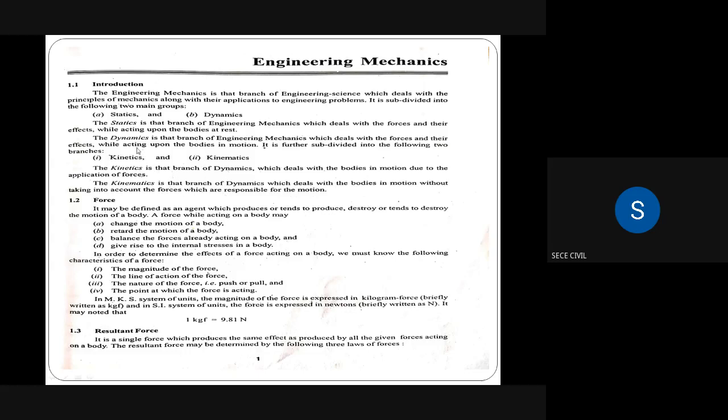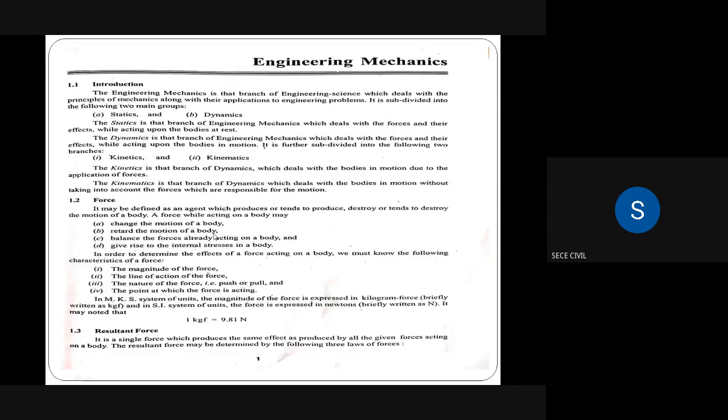After that, force. So what is force? Force may be defined as an external agent which produces or tends to produce, destroys or tends to destroy the motion of a body. The force is an external agent which makes an object move, or makes an object stop. Force, while acting on a body, may change the motion of the body.